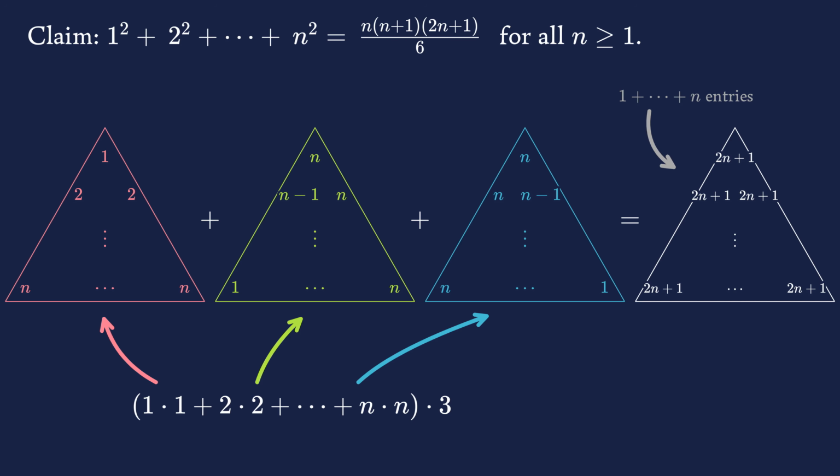Together, that means that the numbers on the right sum to 2n plus 1 times n plus 1 divided by 2. We only have to get the factor of 3 from the left over to the right to find the original claim. Now, are you supposed to find such a proof on your own? No, of course not. First, summation formulas lend themselves to induction quite well anyway. And this proof in particular is quite out there.